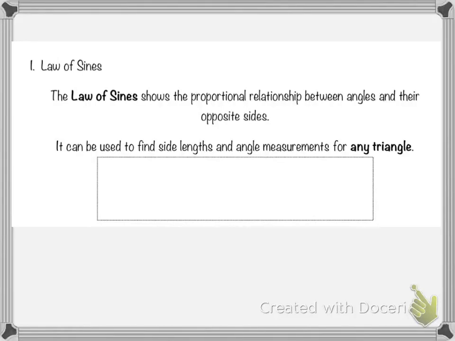Good morning. So today we're going to talk about the law of sines. We've talked about the Pythagorean theorem and using trig ratios for a right triangle. Well, the law of sines helps us find the ratio of angles and the opposite sides of any triangle. You can use this law of sines for non-right triangles. The law of sines is a ratio between the angle and its opposite side.